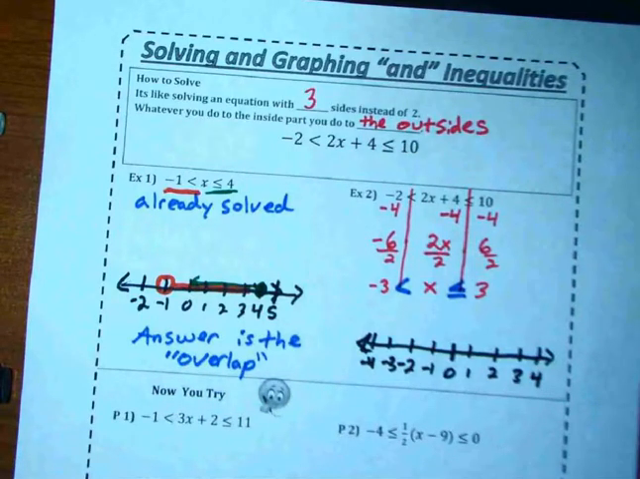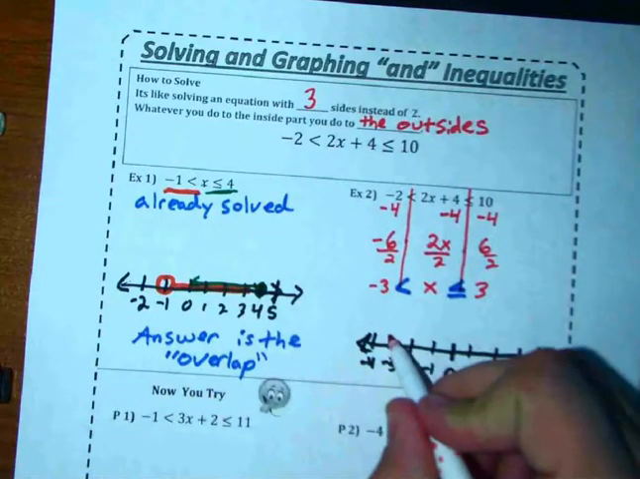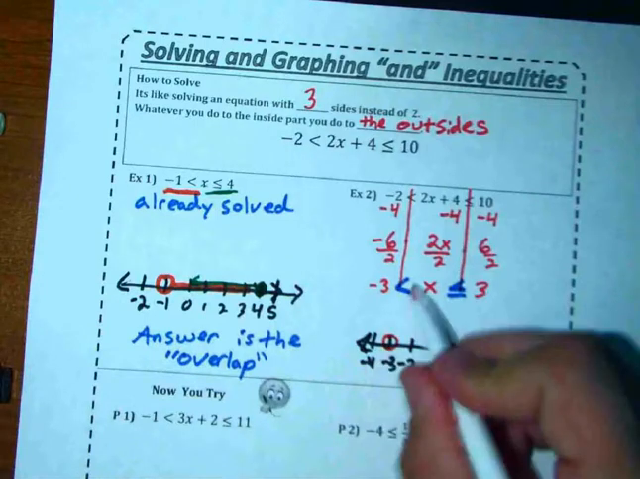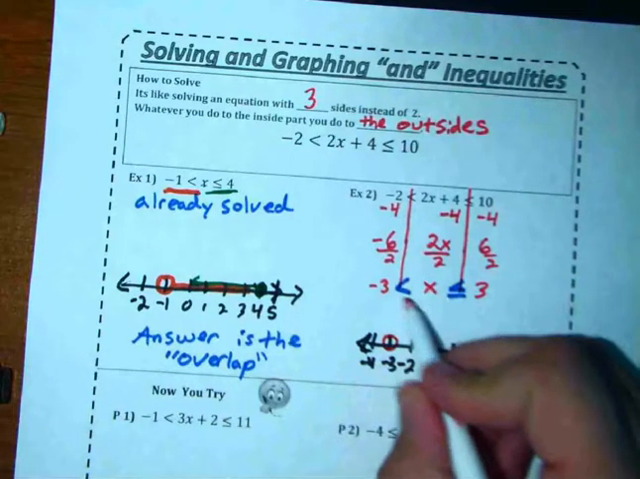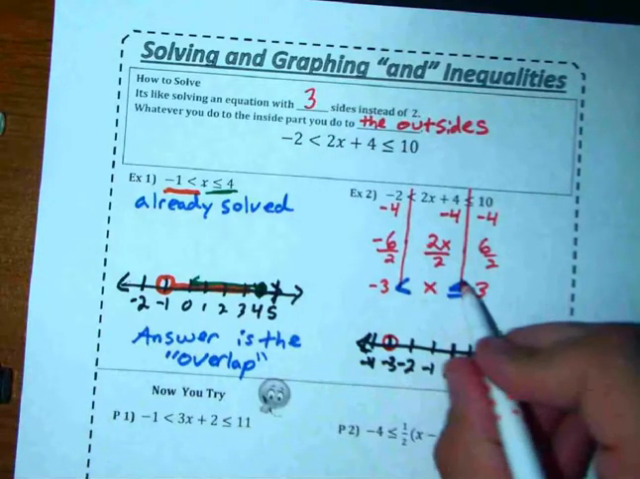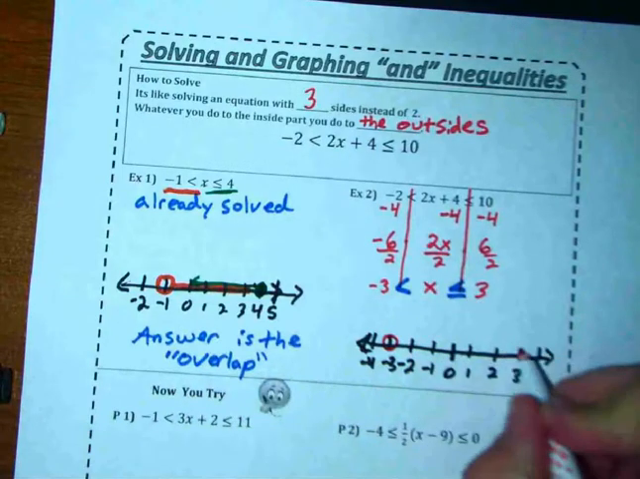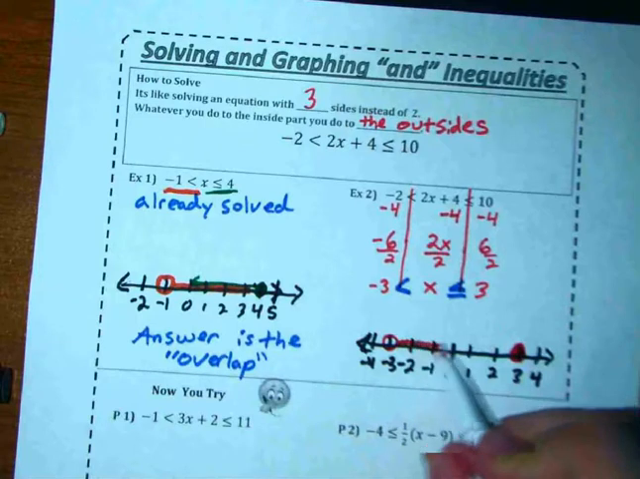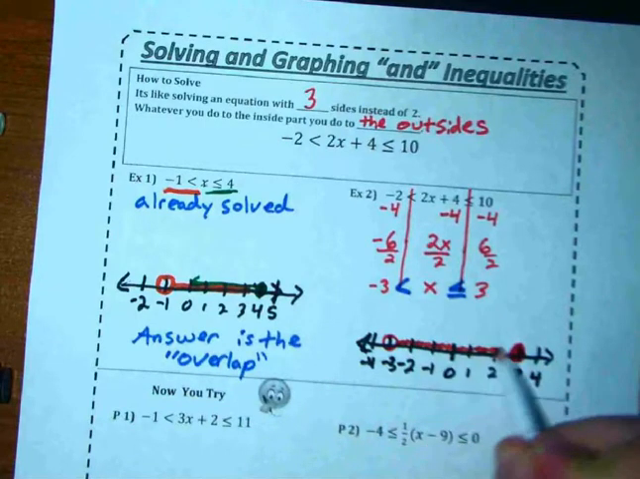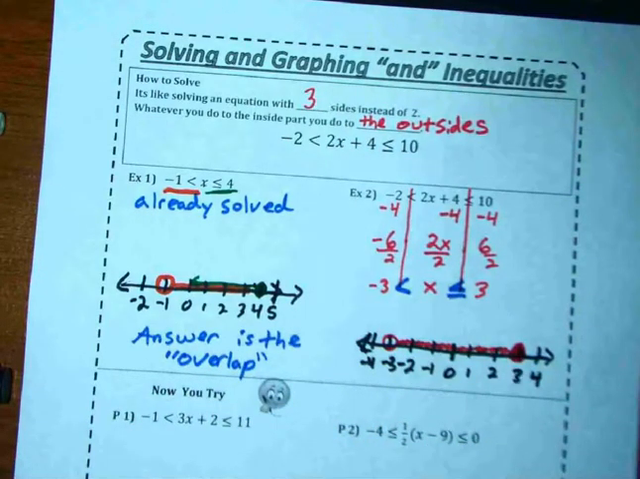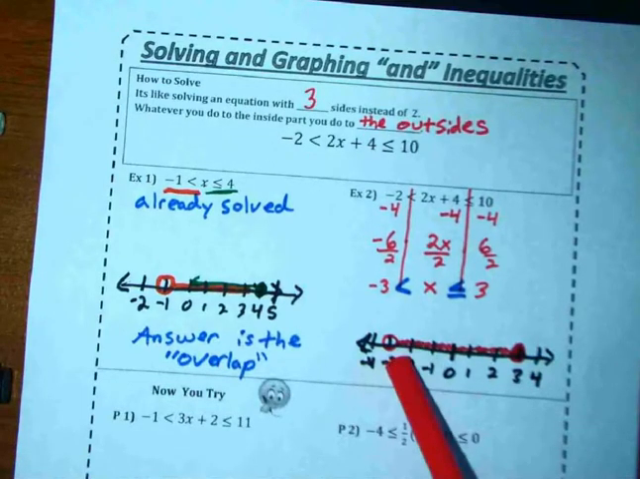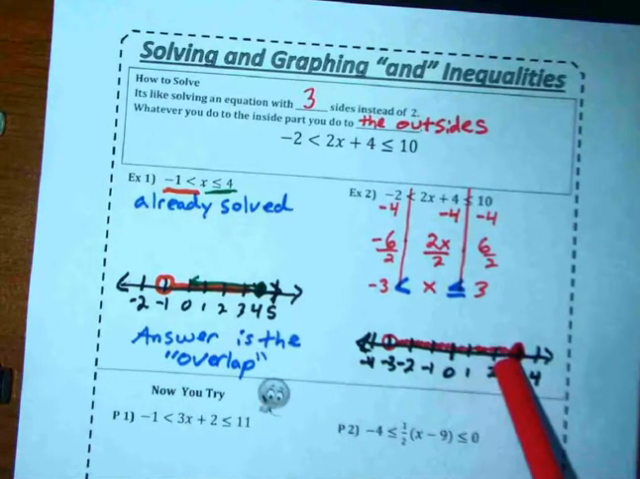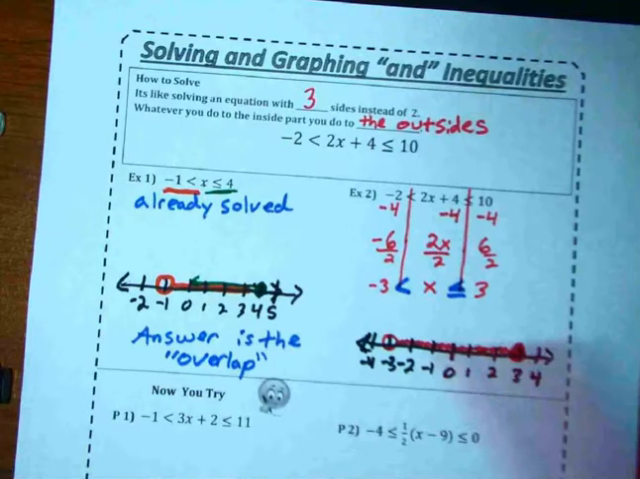So at negative 3, I use an open circle, again because it's less than, and there's no equal to bar. At positive 3, I have less than or equal to, so I use the closed circle. Now because it's "and," I shade in between to represent that all those numbers in between, negative 3 and 3, are going to be my solution set.